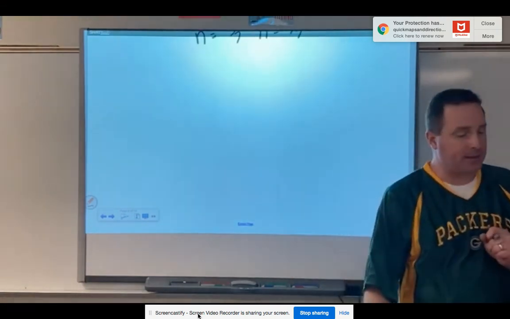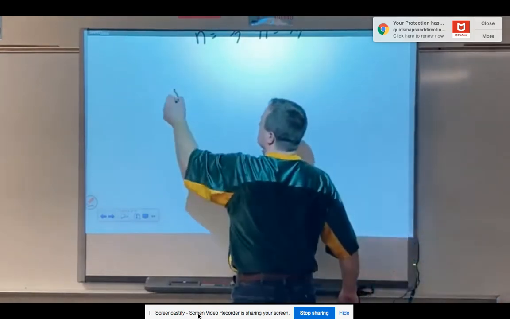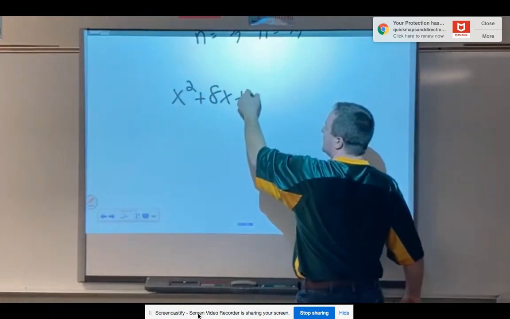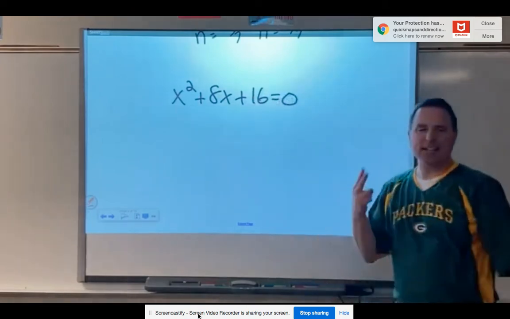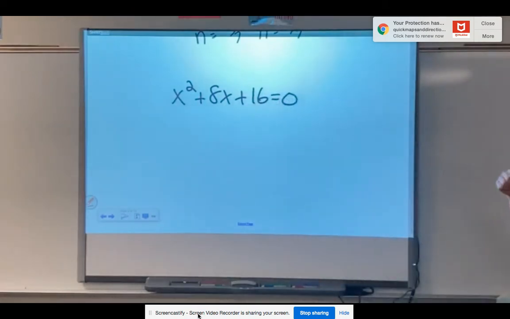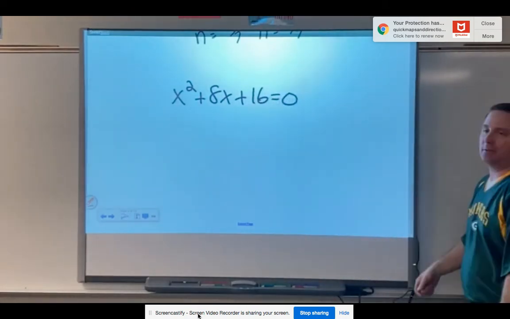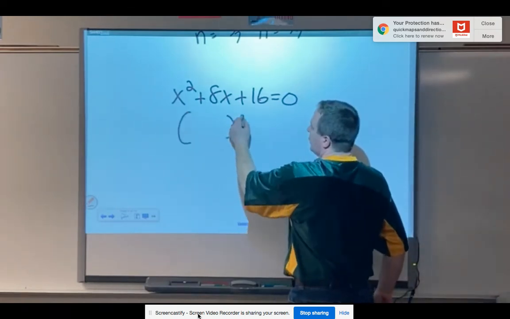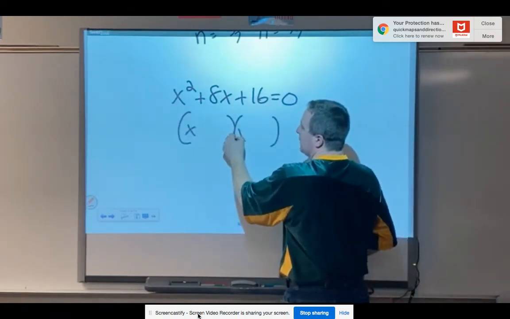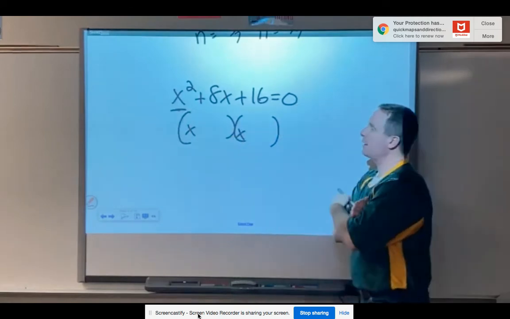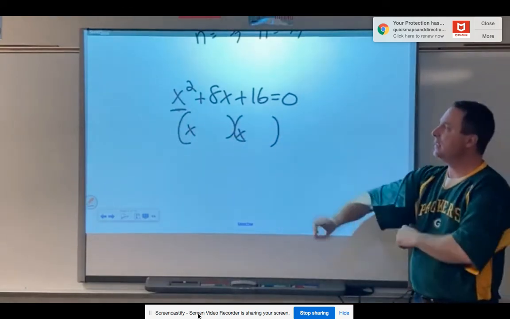It looks something like this. x squared plus 8x plus 16 equals 0. Now this one has 3 terms again, so it kind of looks like those first ones we did. Let's check this out. They don't have any greatest common factors, but if I look at my first term, the only choices are x and x.